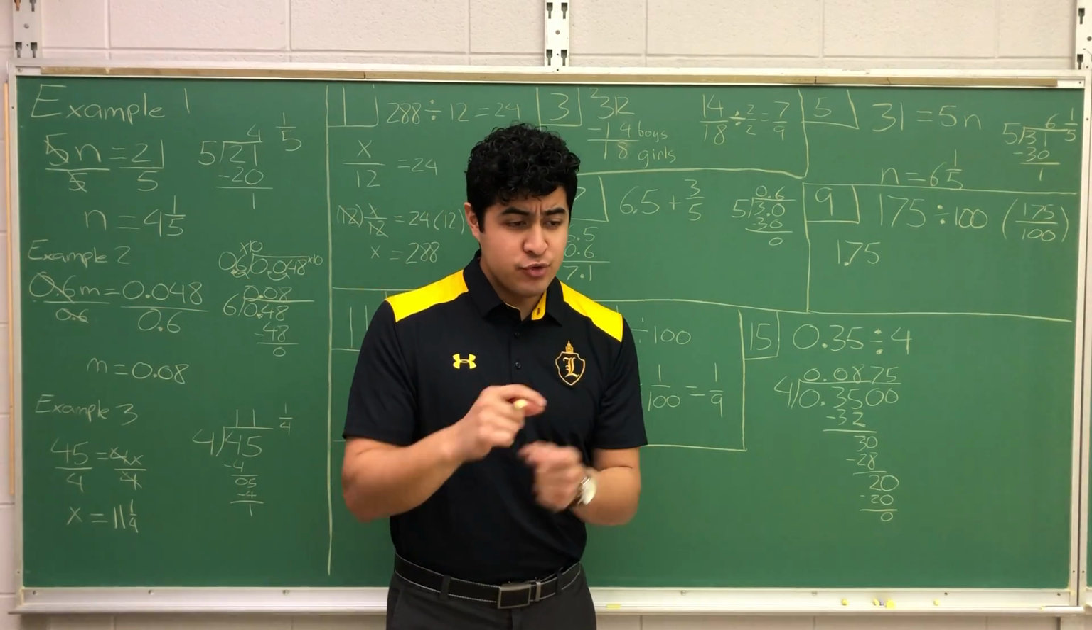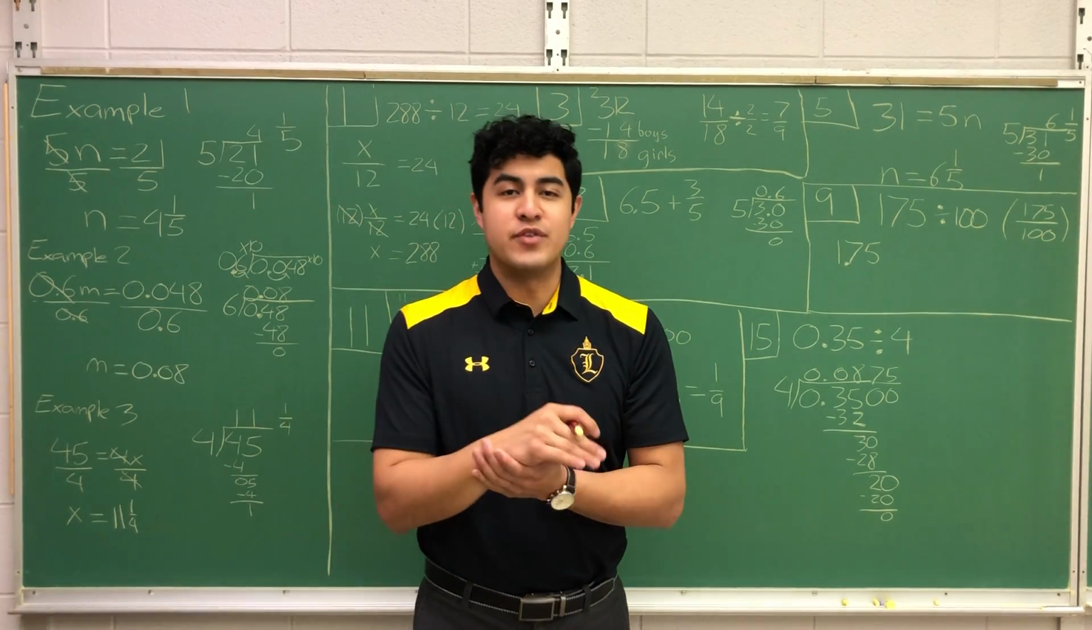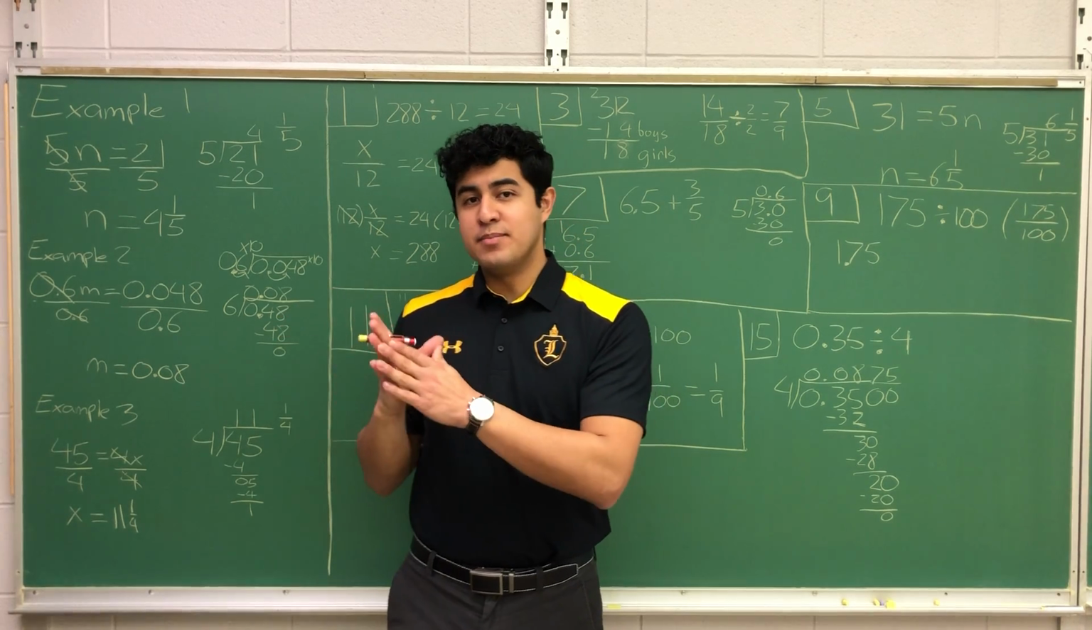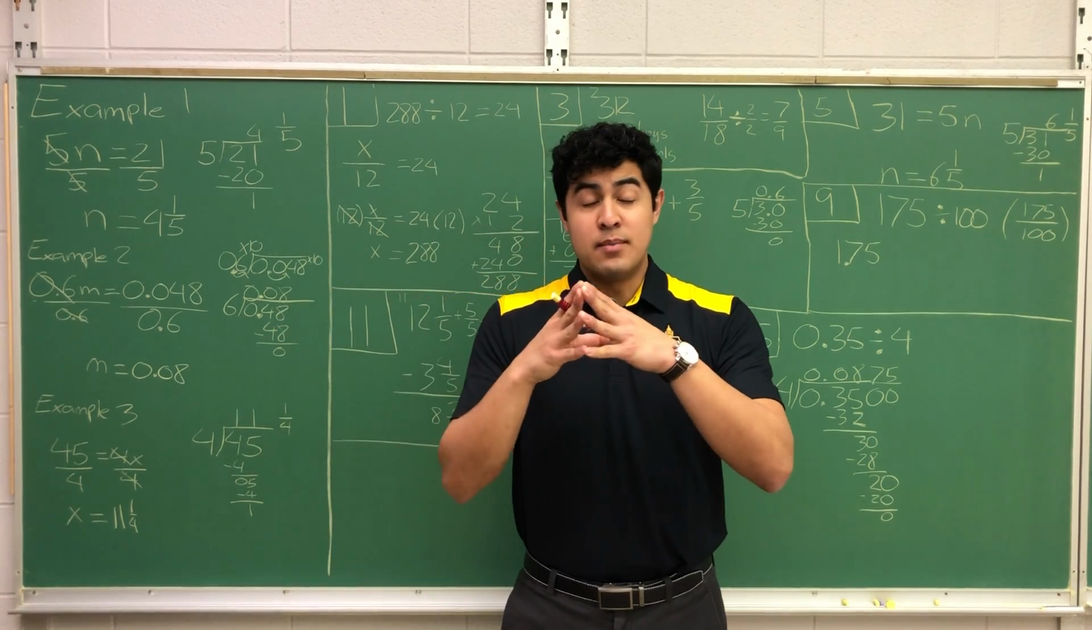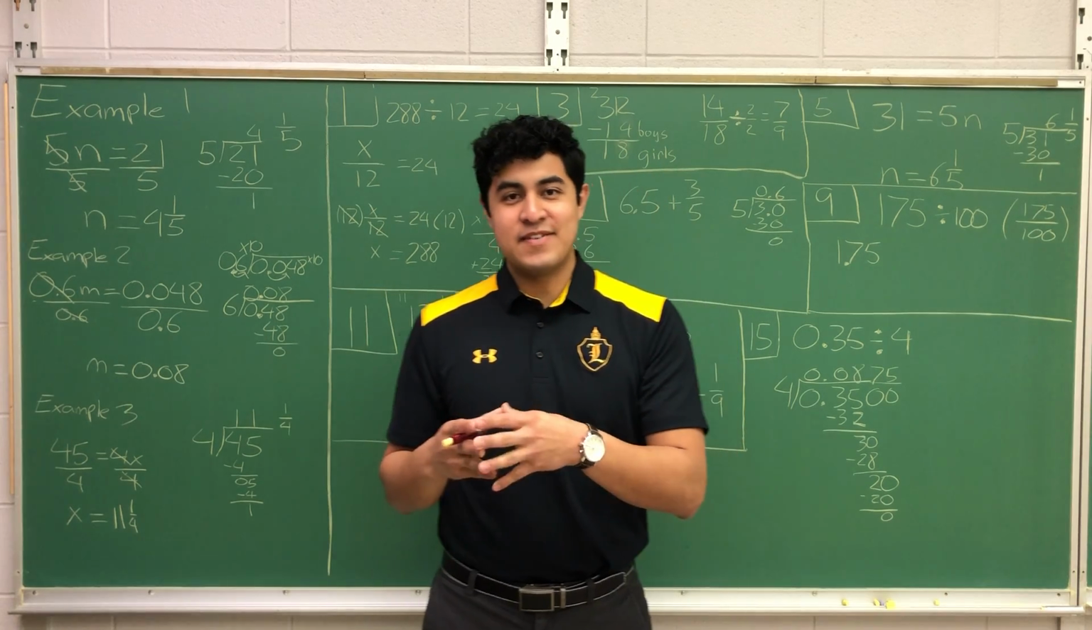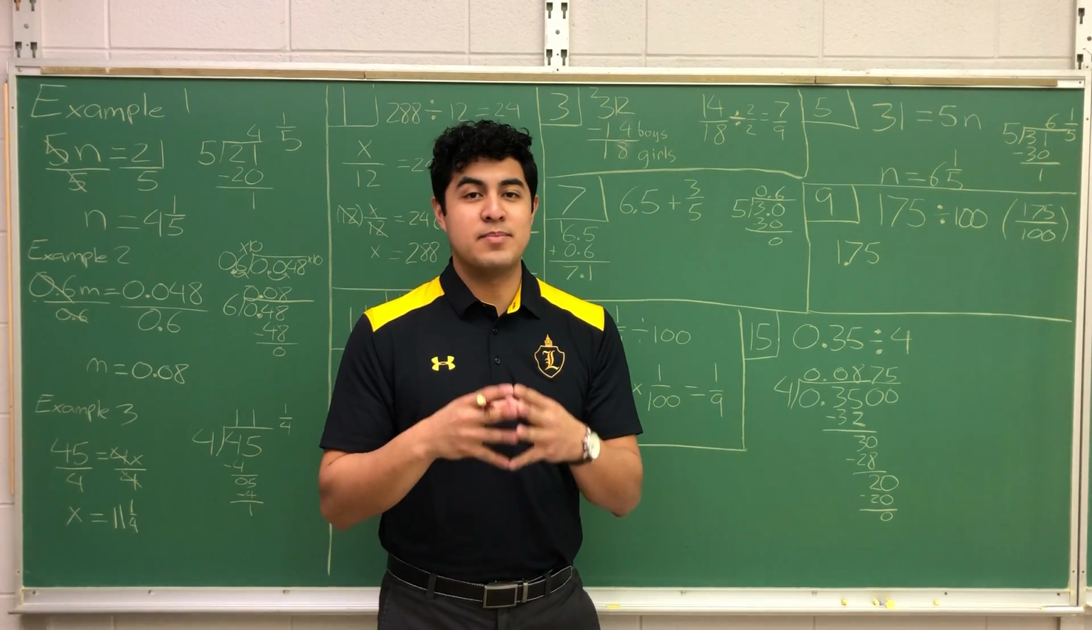It uses the reverse operation or the inverted operation, okay? So to find the missing factor in a multiplication problem, you divide. To find the missing term in a division problem, you multiply.